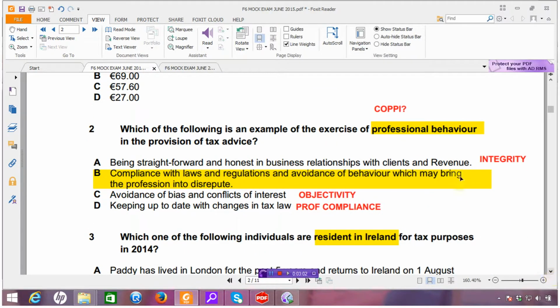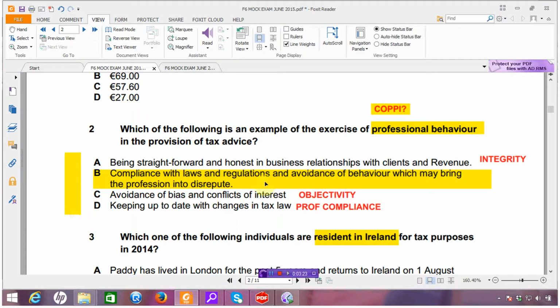Again, a popular area, and I draw your attention to our ethics mnemonic. So confidentiality, objectivity, professional behavior, professional competence, and integrity. And really all that they're doing within this question is giving you an example of 4 different ones and trying to make you pick out the one that relates to professional behavior.